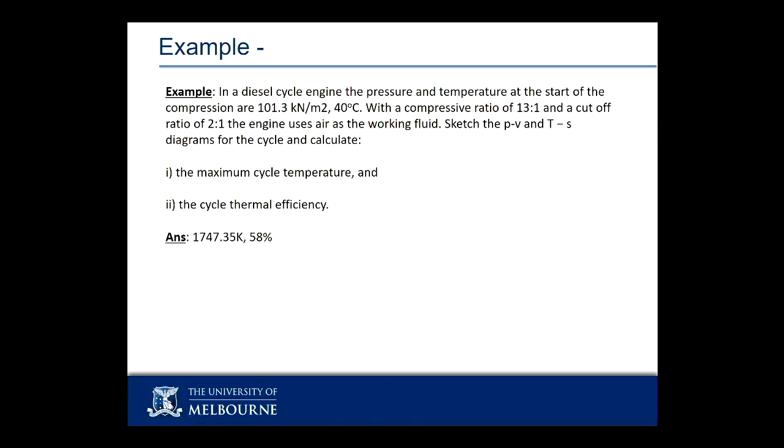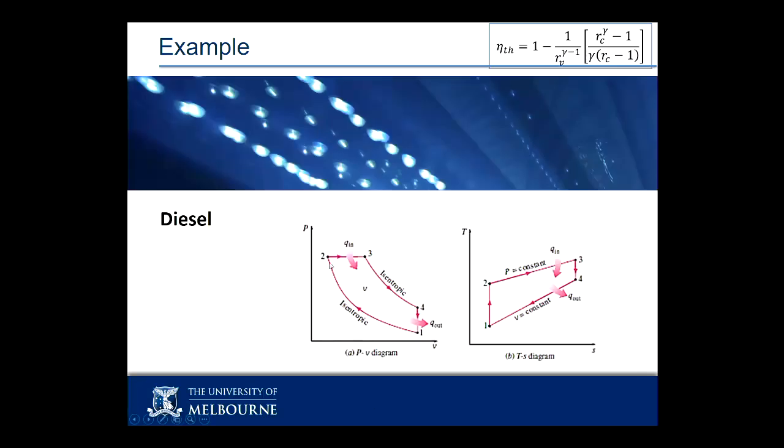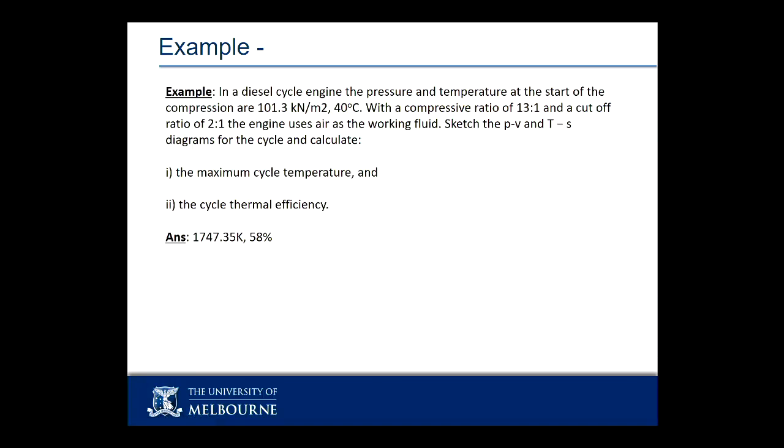We're using air as the working fluid, sketch PV and TS diagrams for the cycle, and then determine maximum cycle temperature and the cycle thermal efficiency. So maximum cycle temperature is 2 and 3. No, that's not right. Maximum cycle temperature is after the combustion. Excuse me. So we're after the temperature at 3. We're going 1, 2, 3, 4. We're going to work our way around with the tools we've got. And if we got stuck, we'll have a bit of a think about how to keep moving.